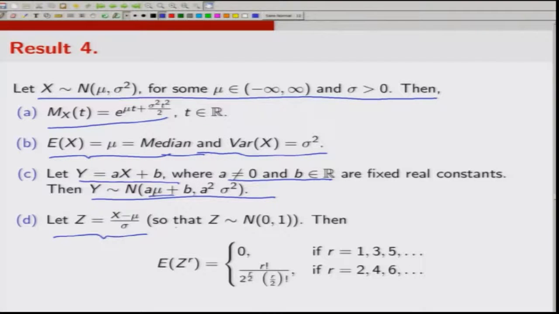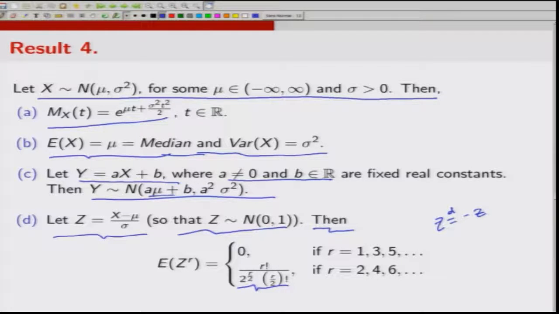Let Z be the same as X minus mu by sigma. Then we know that Z clearly has normal 0, 1 by a result done before. Then the expected value of Z to the power r is 0 if r is 1, 3, 5, and this quantity if r is 2, 4, 6. So all odd order moments of normal 0, 1 are 0, which makes sense because the distribution of Z is symmetric about 0. So Z has the same distribution as minus Z. So all odd order moments would be 0 provided they exist.